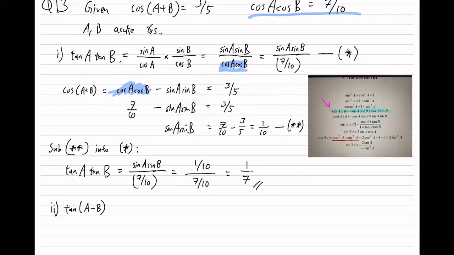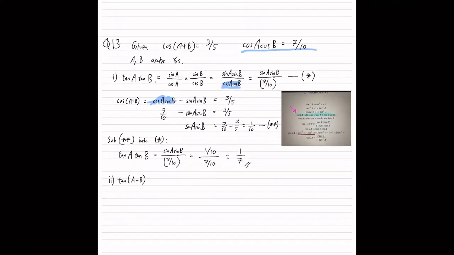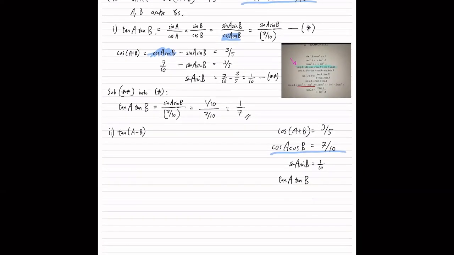Okay, before I continue, let me just summarize. Let me list down all the things we know so far. We know cos(A+B) equals 3/5. We know cos A cos B equals 7/10. We know that sin A sin B is 1/10. Like this, sin A sin B is 1/10. We also know that tan A tan B is 1/7. Okay, this is a compilation of all the information we have gathered from the question so far.